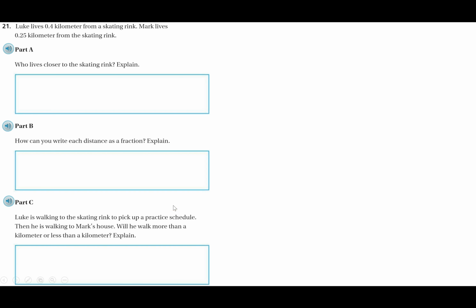We are now on problem 21 on the Chapter 9 test review. This is our last problem. Let's get right to it.